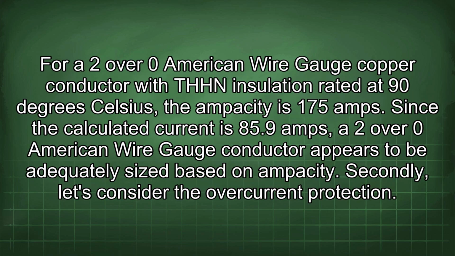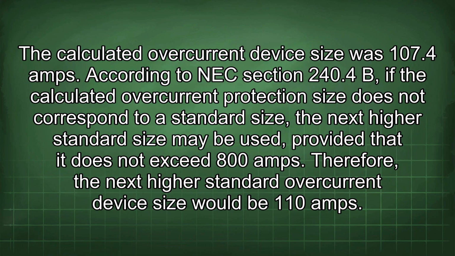For a 2/0 American wire gauge copper conductor with THHN insulation rated at 90 degrees Celsius, the ampacity is 175 amps. Since the calculated current is 85.9 amps, a 2/0 American wire gauge conductor appears to be adequately sized based on ampacity. Secondly, let's consider the overcurrent protection. The calculated overcurrent device size was 107.4 amps.